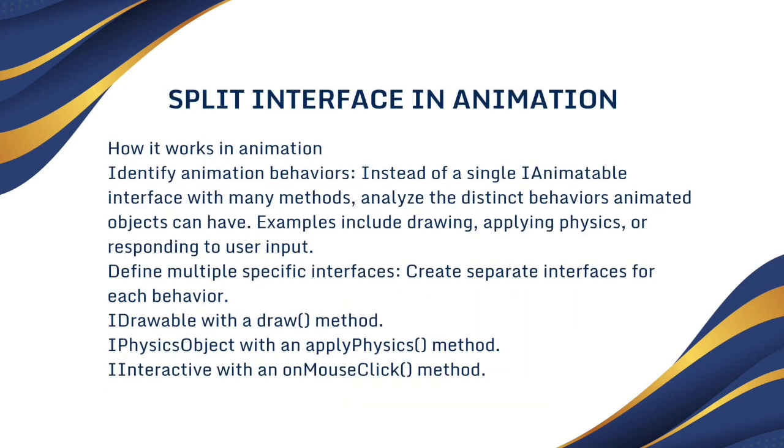Split interface in animation. Let's understand how split interfaces work in animation. Instead of a single interface with many methods, we identify distinct animation behaviors. For instance, drawing, applying physics, or responding to user input. Then, we define separate interfaces for each behavior: IDrawable with a draw method, IPhysicsObject with an applyPhysics method, and IInteractive with an onMouseClick method.